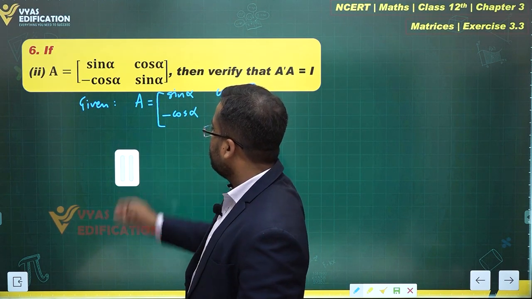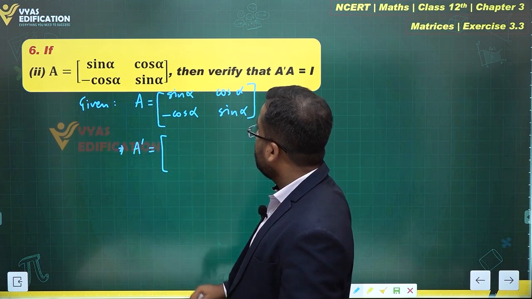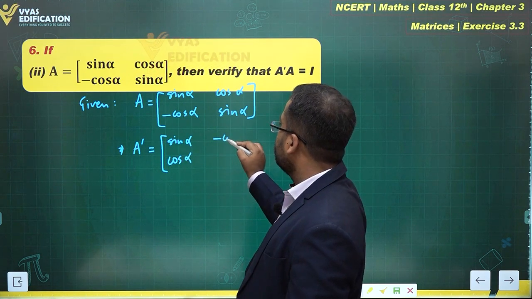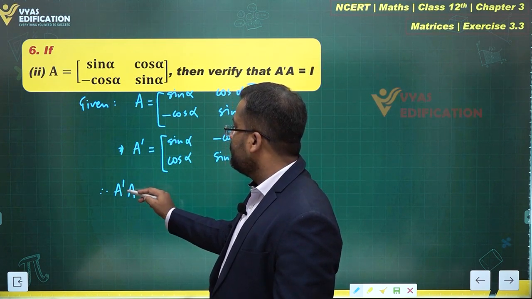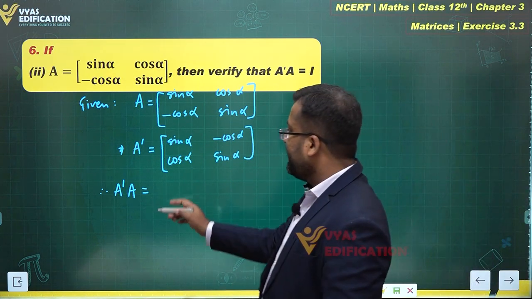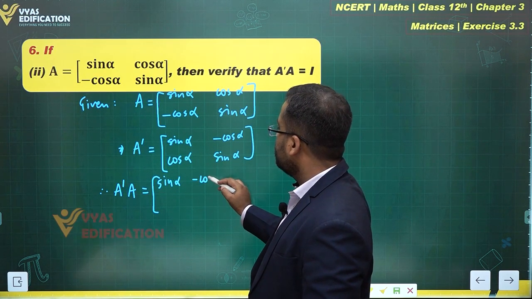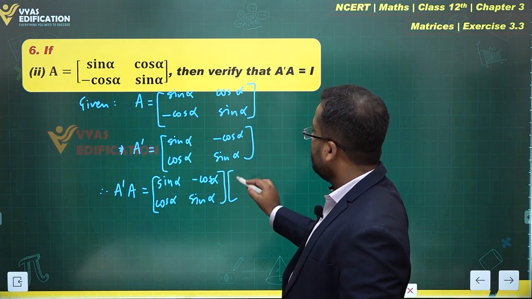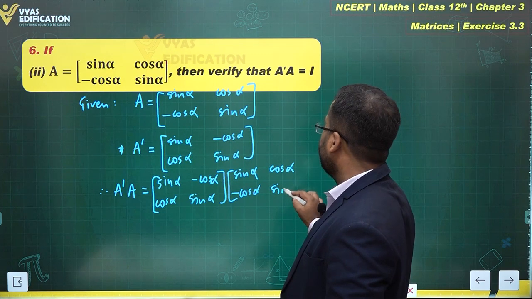This implies A transpose would be equal to what? A transpose would be equal to sin alpha. This first row becomes the first column, cos alpha minus cos alpha sin alpha. Using this, therefore, A transpose A. What is this? This is the LHS of that expression which we have to verify. So let's write A transpose times A. What is this equal to? This is A transpose, sin alpha minus cos alpha sin alpha, times this here, which is sin alpha cos alpha minus cos alpha sin alpha.